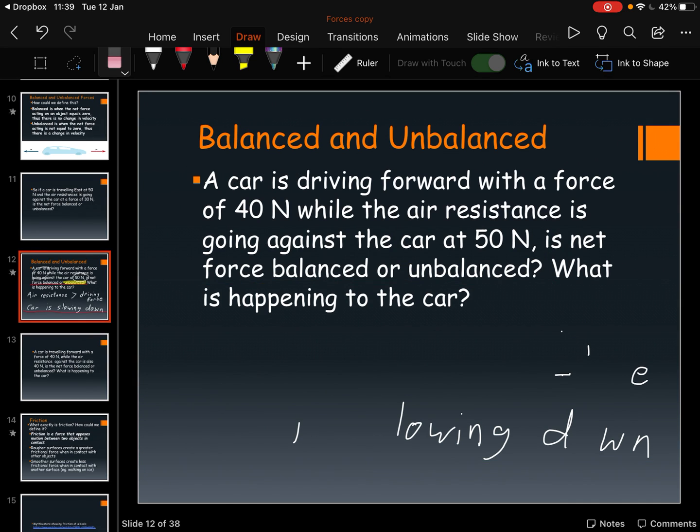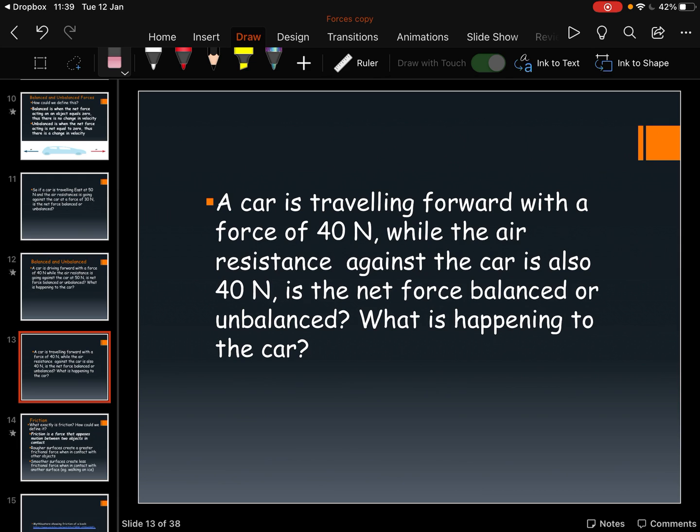Now we rub this out. And we look at the last question then on this. Okay. So a car is traveling forward with a force of 40 newtons, while the air resistance against the car is also 40 newtons. What is the net force? Is the net force balanced or unbalanced? So a car is traveling forward with a force of 40 newtons, okay? While the air resistance against the car.